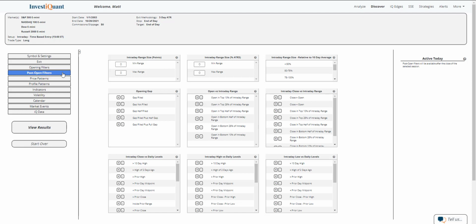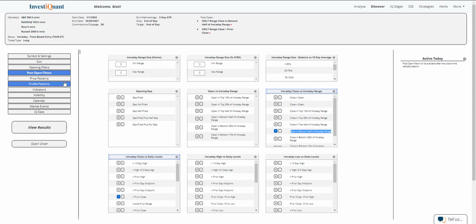So the first thing I'm going to add is in this post-open filters, I'm going to say that the 3 o'clock price is above yesterday's closing price. I'm going to do that by going to the intraday close versus daily levels, hit equals for above prior close. That means the 3 o'clock price is above yesterday's closing price. Next, I'm going to go to the intraday close versus intraday range, and I'm going to say that the 3 o'clock price is in the bottom half of the intraday range. So if I hit equals next to close and bottom half of the intraday range, that'll add that filter to the study.